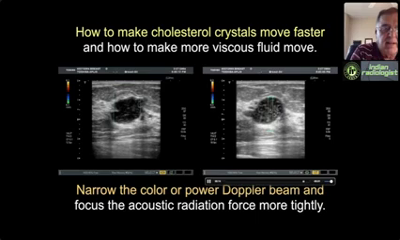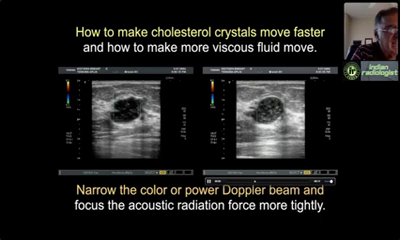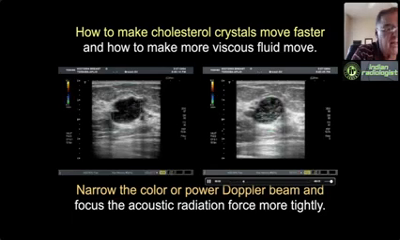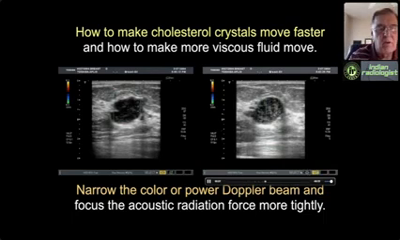What's the significance of that? Well, the viscosity of fluid in the cyst can vary greatly. So for the least viscous fluid, just grayscale ultrasound, even at low power settings, may make them move. As the fluid gets more viscous, an open color box may make them move. As fluid gets even more viscous, they may not move with an open color box. You may have to narrow the color box to make them move.